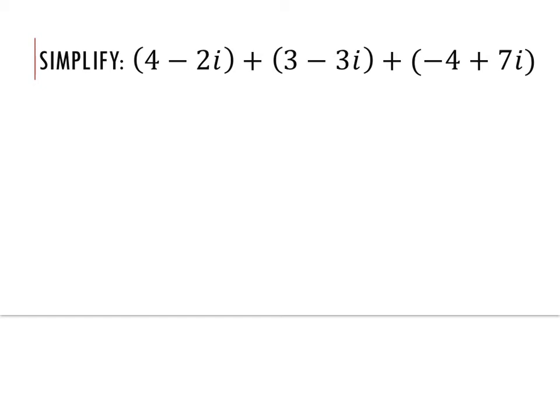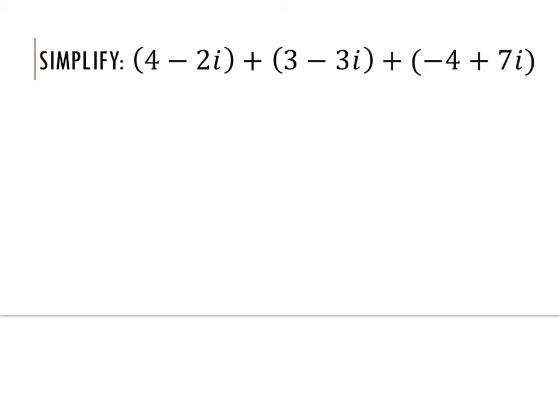So today we're going to add complex numbers, subtract with complex numbers, multiply with complex numbers, and divide with complex numbers. Whew! So the first thing we're going to do is add these complex numbers together. So you're basically just combining like terms.